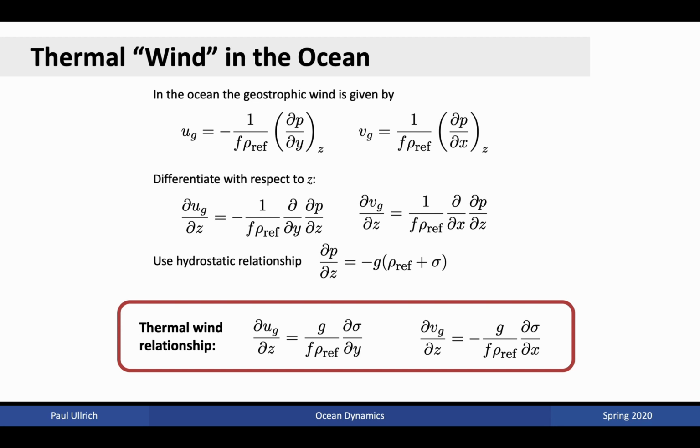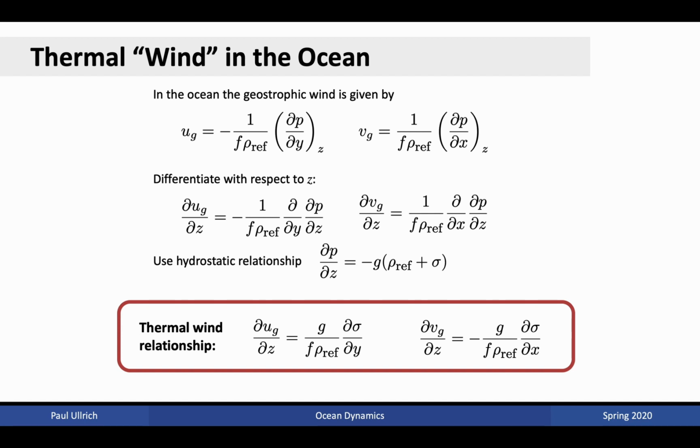Alright, let's take these expressions for the geostrophic flow that we had in the ocean from the previous slide. We can differentiate these both with respect to z in order to understand how the geostrophic wind then varies in the vertical direction. Since f and rho reference are independent of z, this allows us to pass this derivative directly through. We can then exchange the order of the derivatives and substitute in the hydrostatic relationship that we had talked about earlier in this lecture.